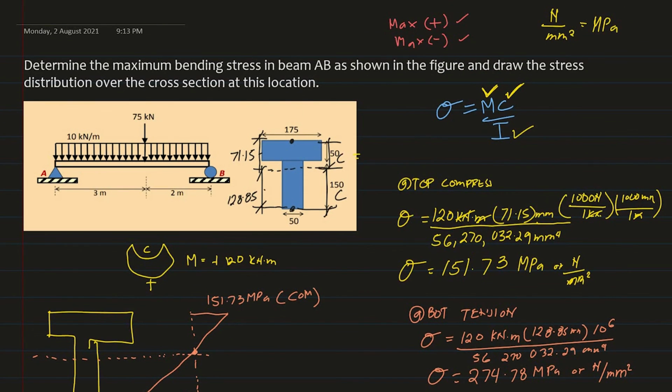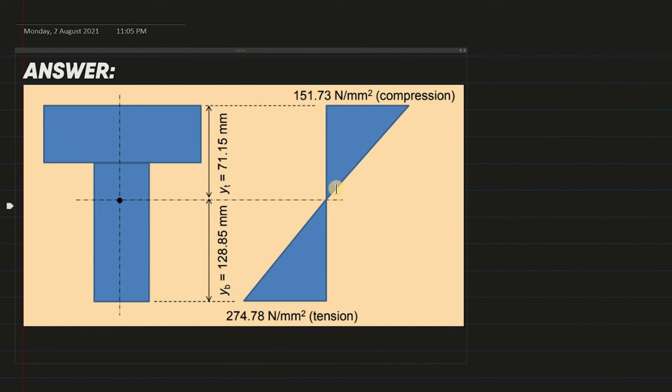Okay, so ayun mga bis, here's a look for the better looking answer. Ayan, yun po. Makita nyo, 128.85, tapos 71.15 yun. In compression yung sa taas, in tension yung sa baba. The maximum bending stress, of course, is yung dito sa baba, 274.78.